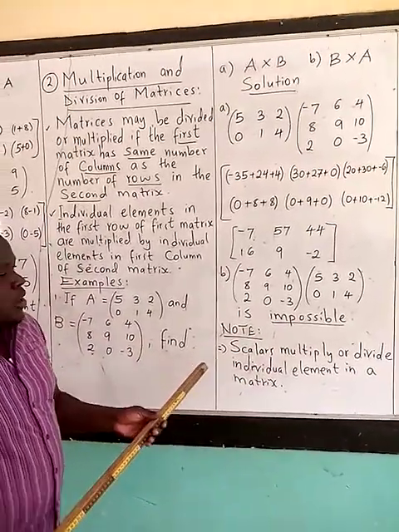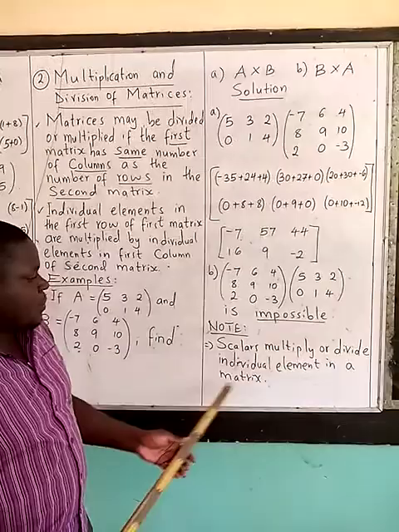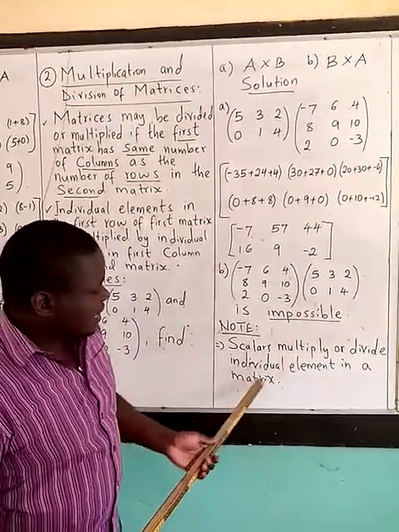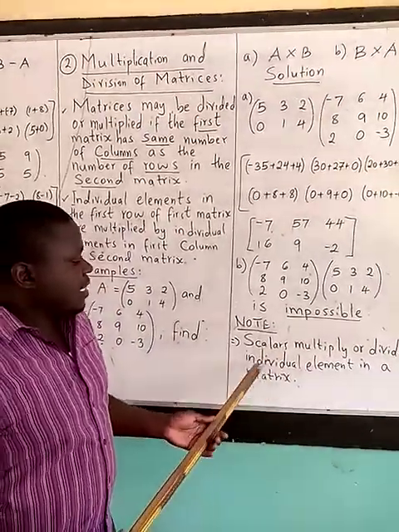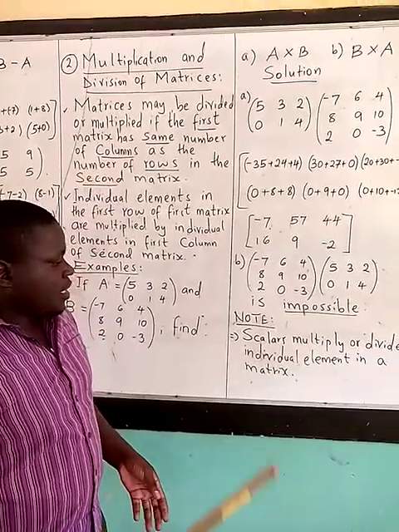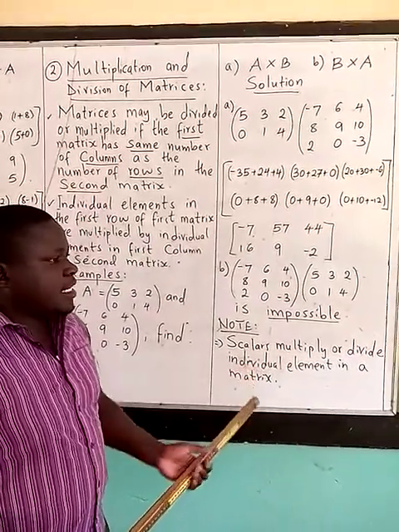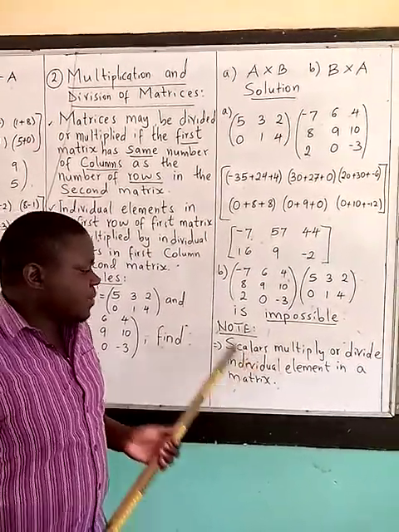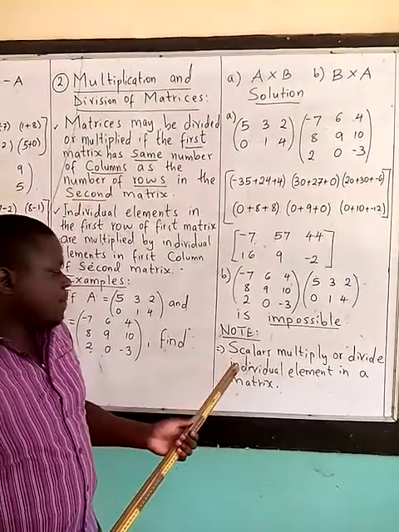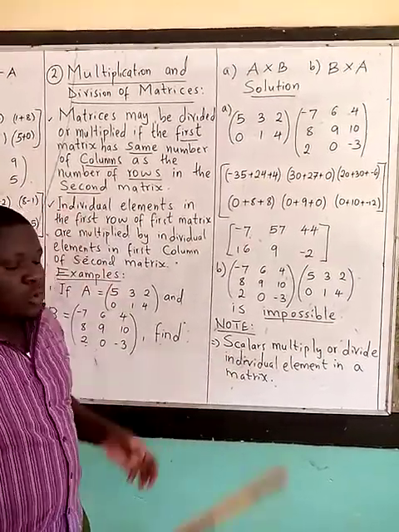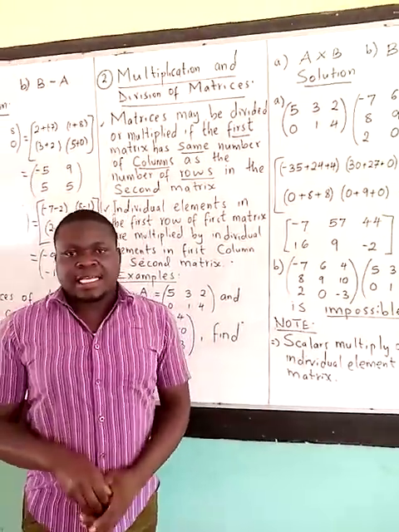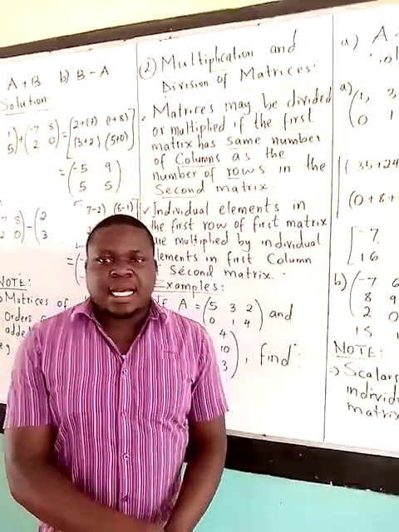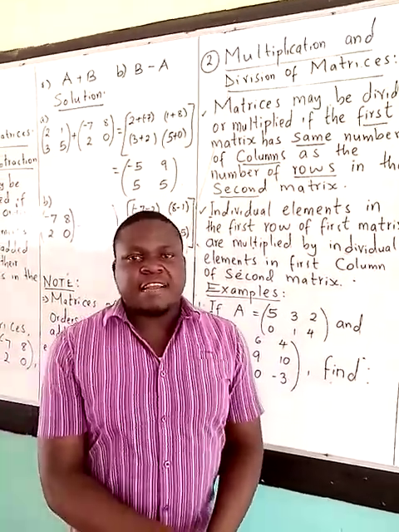Again, we should now note that when you're multiplying or dividing matrices with scalars, the individual element in a matrix is either multiplied by the scalar or divided by the scalar. That one, we will look at in our next lesson, plus how to get the determinant and inverse.